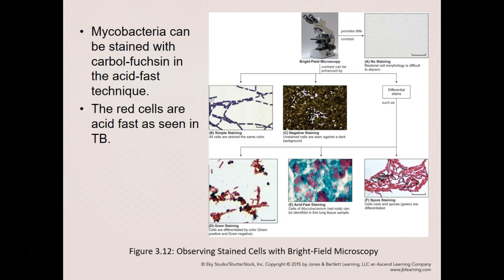But we use a special technique that helps the carbol-fuchsin to stick into the cell. And then we rinse it with an acid alcohol and then counterstain with methylene blue. So only Mycobacterium cells will keep that carbol-fuchsin inside the cell, and they turn this beautiful pink color while all the other cells will be blue.